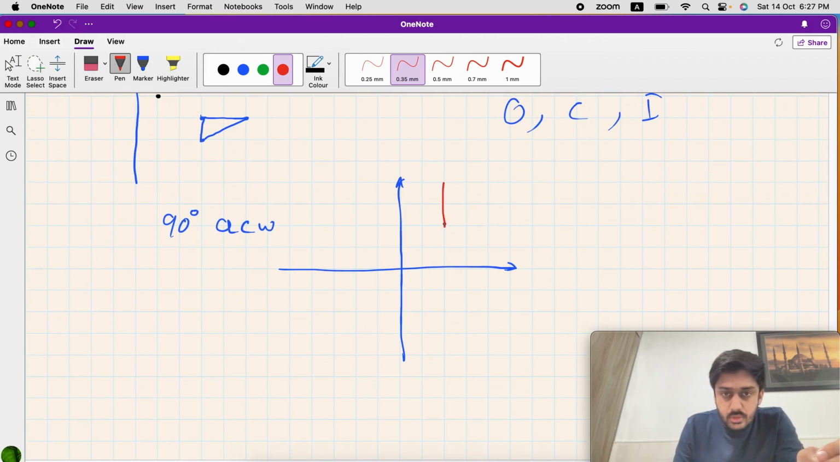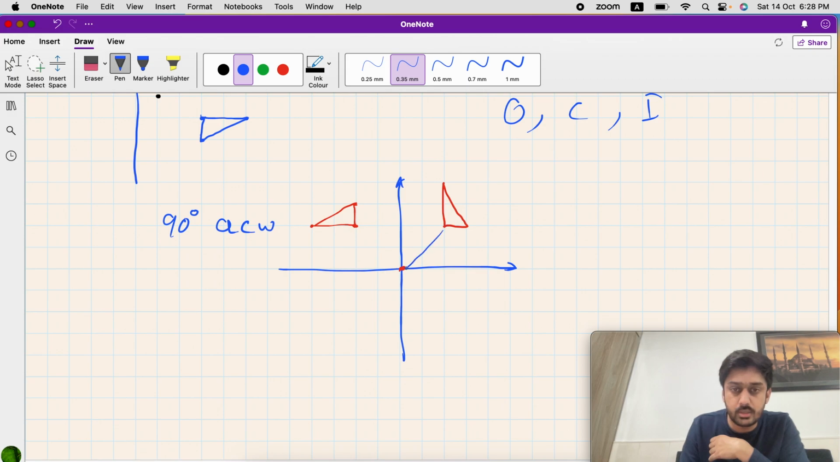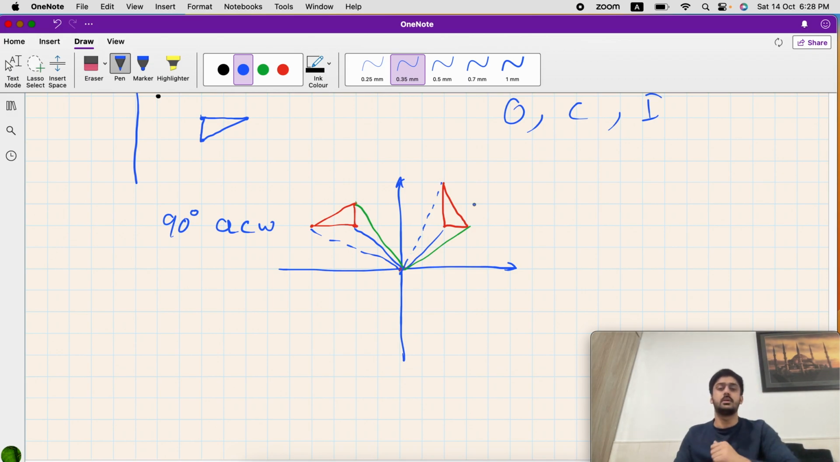So consider this triangle and let's say we rotate it about the origin. So this is 2, 2. Now anti-clockwise, moving towards left hand side, 2, 2, then 1, 2, then 3, 2, then 2, 4. So you've rotated this triangle 90 degrees anti-clockwise about the origin, and these are the corresponding points. 90 degrees anti-clockwise about the origin.